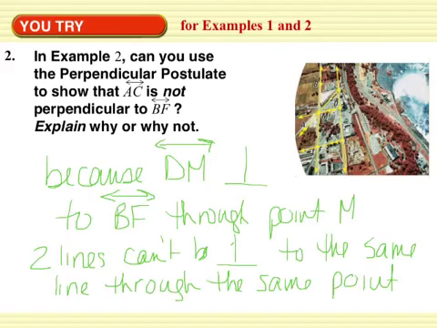In example 2, can you use the perpendicular postulate to show that AC is not perpendicular to BF? I have AC and BF. Okay, why or why not? They are not perpendicular because DM is perpendicular to BF through point M. Okay, and that postulate says that two lines can't be perpendicular to the same line through the same point. Or it actually says that if there is a line and a point not on the line, then there is exactly one line through the point perpendicular to the given line. Okay, let's erase that.